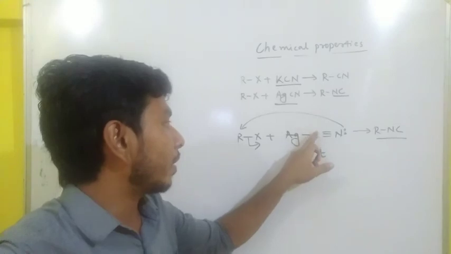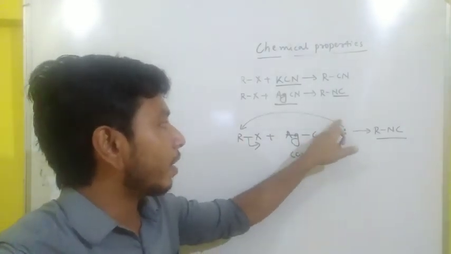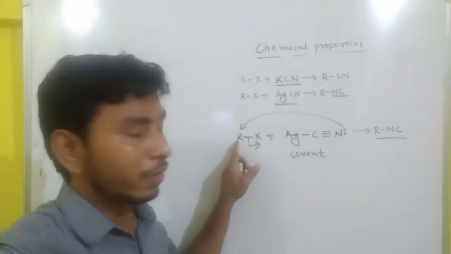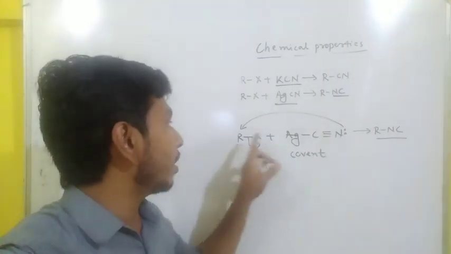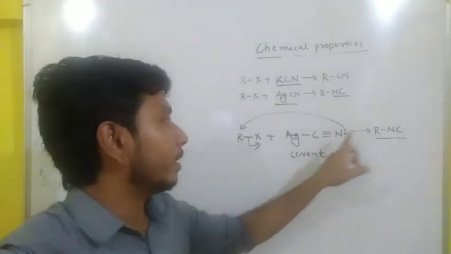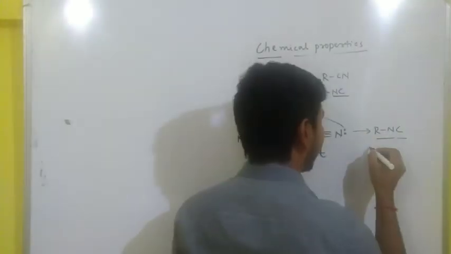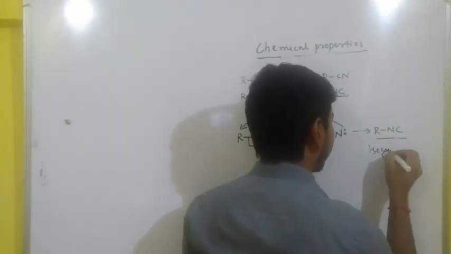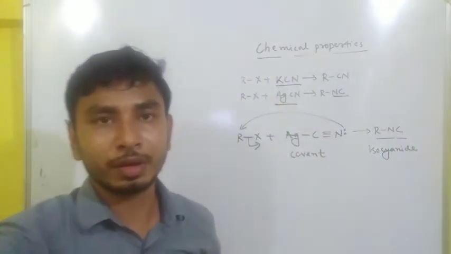So carbon cannot donate any electron pair. Only nitrogen can donate the electron pair to the alkyl group. So now this alkyl group is bonding with the nitrogen. So RNC, that is isocyanide. So AgCN gives the isocyanide. I hope you got the point.